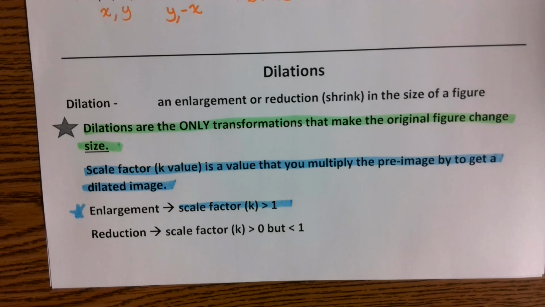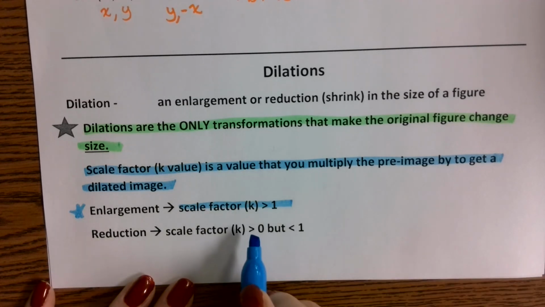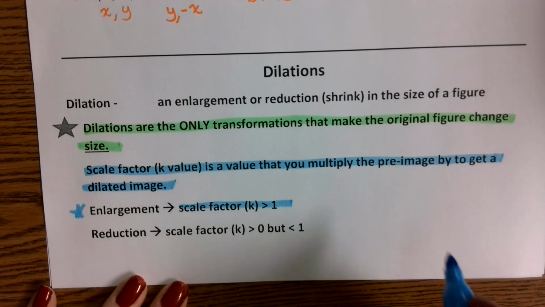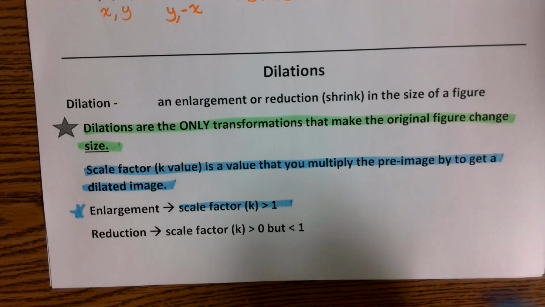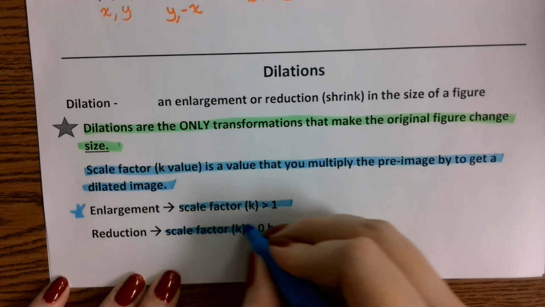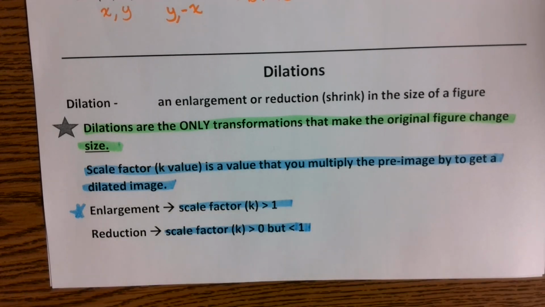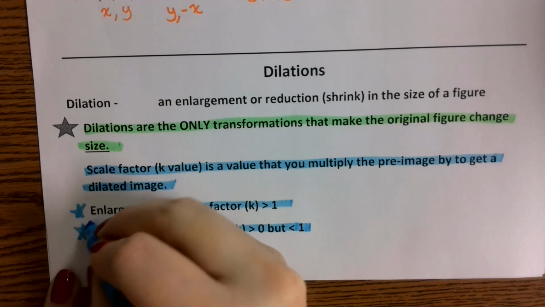Can't have a negative measurement for a shape. Everybody understand that, right? Logically speaking, if you're measuring something, can you have a negative value? No. Okay, so it has to be greater than 0 but less than 1 in order for you to create a reduction, a shrinking of your measurement. Okay, so these are the kind of scale factors that we're talking about. An enlargement and a reduction.